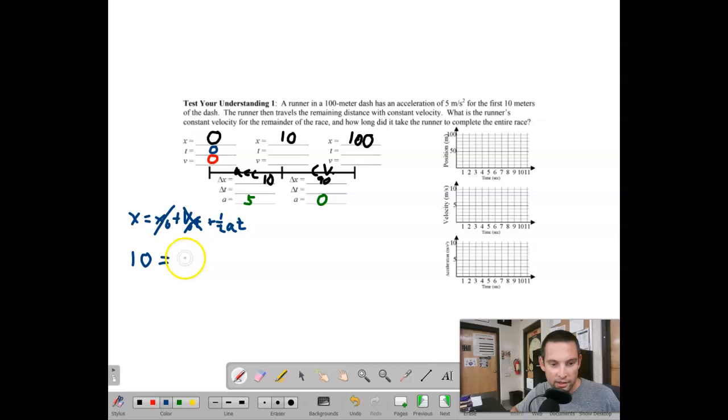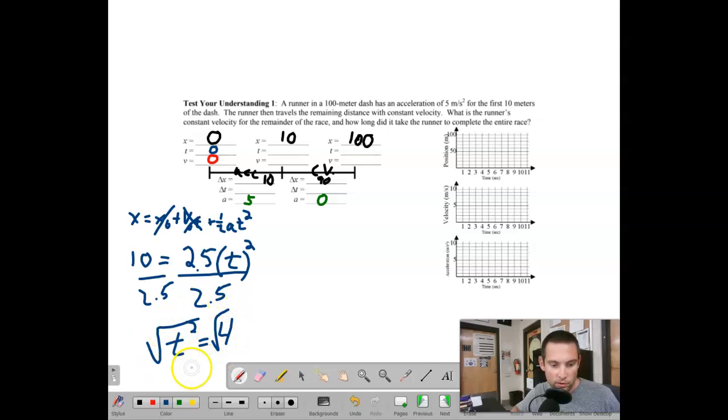We can substitute in there. Half of a is 2.5. And then t squared is what we're left with. So we'll divide 2.5 from each side, and we get t squared equals 4. T squared is not good enough. We need to find the square root, so we get t equals 2. So my change in time is 2 seconds. On the clock, it's going to read 2 seconds. So there's my starting time for over here.